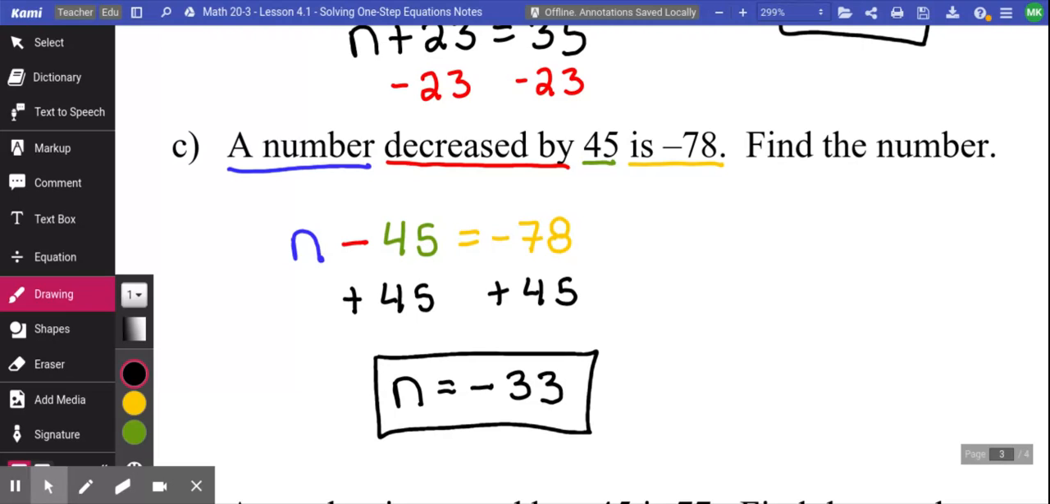1121. Did you not get that? Did you put the negative symbol?